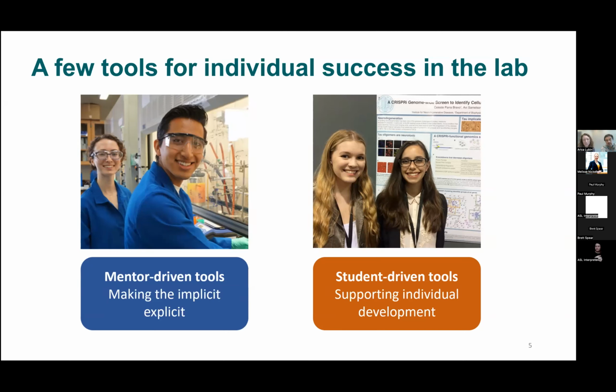And then the other category of tools that we want to share today are student-driven tools. These are tools that you as mentors will be supporting and encouraging your students to participate in and use, but they're really meant to be driven by the trainees themselves. They are supposed to help the trainees develop their own sense of identity around being scientists, and help them to identify their goals and to know how to reach those goals. And so they're great ways for you to be supporting that individual development.